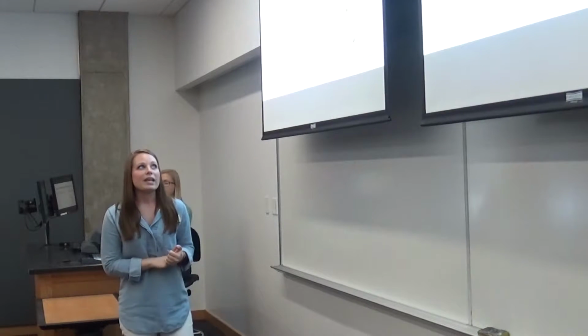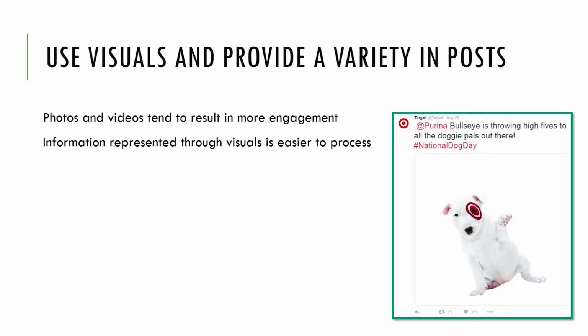The next one is to use visuals. I think we all know, especially on Twitter, that when you're scrolling through, pictures, graphs, or videos are going to catch your eye a lot faster. They're easier to process also. When you're scrolling, you might see Target and Purina, but you really see the dog, and then you stop and read what the tweet was about. Then you go, well, I have a dog and it's National Dog Day, maybe I'll post something, or maybe I'll go buy dog food at Target.